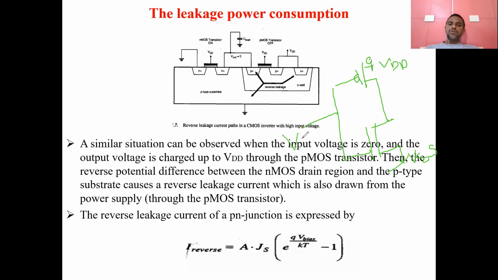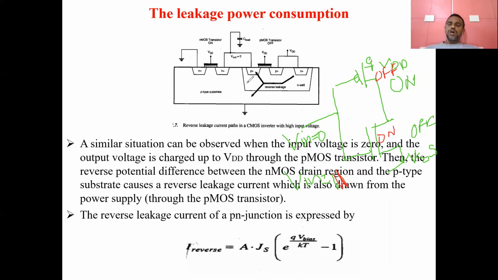If you apply Vin equal to 0, what happens here? This transistor will be in the on condition, and this will be in the off condition. Whenever this NMOS is in the off condition, a reverse saturation current will flow between this P substrate and the N junctions. Similarly, if I apply Vin equal to 1, this one will go into the on condition, and this one will go into the off condition. At that point, through this PMOS transistor, a leakage current will flow.